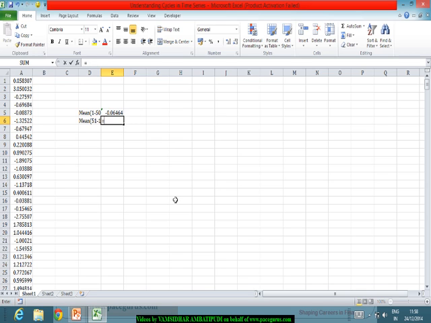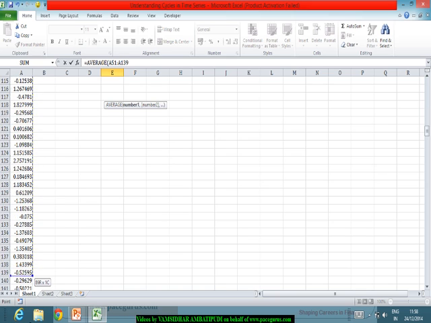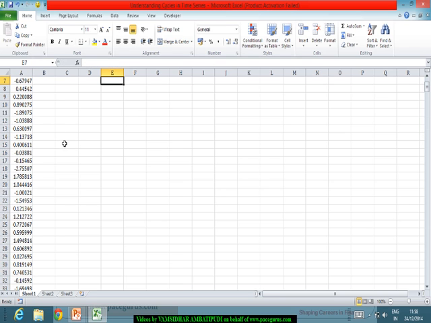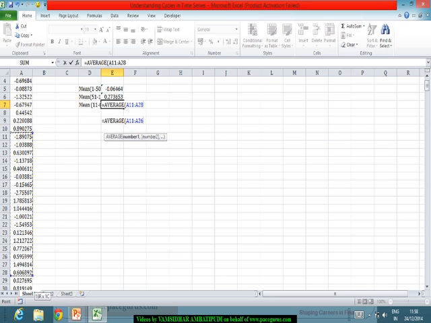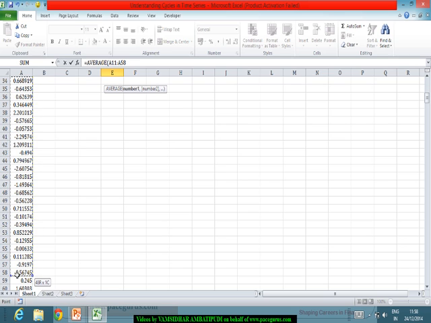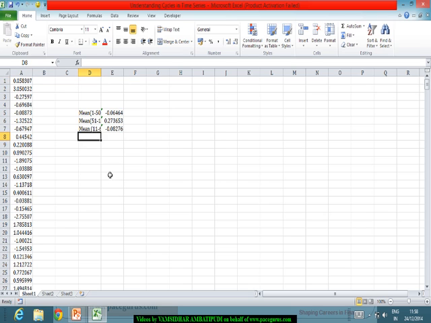Similarly, when I take the mean from 51 to 100 elements, this is the mean of the values from 51 to 100. Even this is 0.27. Now I'll take the mean of 11 to 60. This is around minus 0.08.